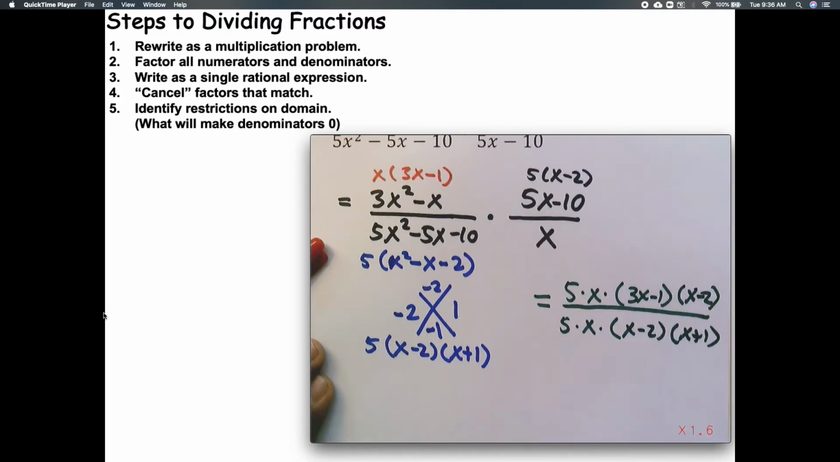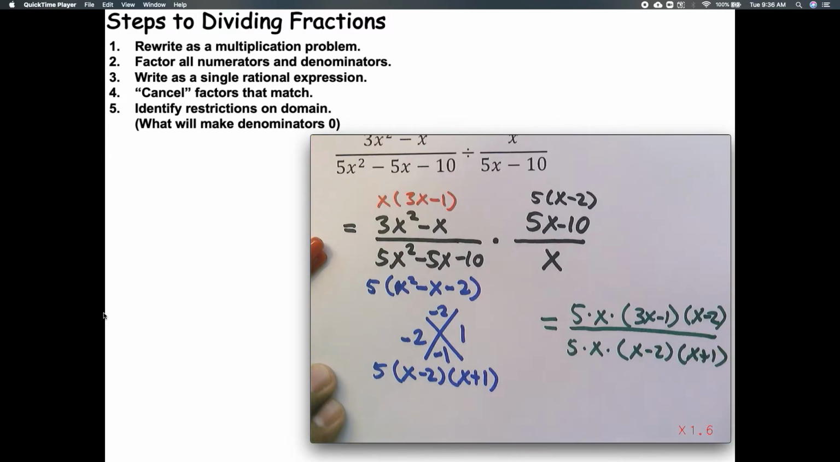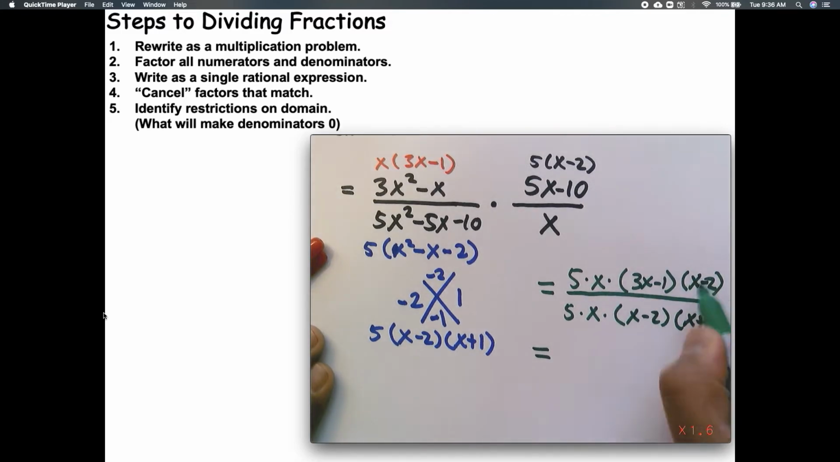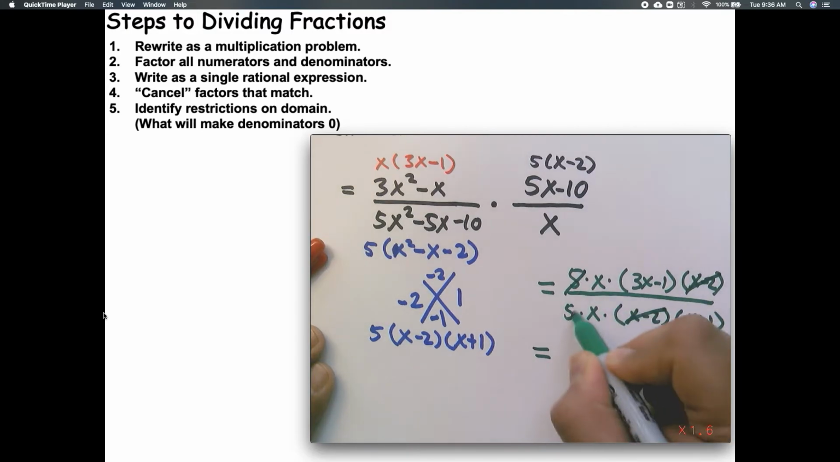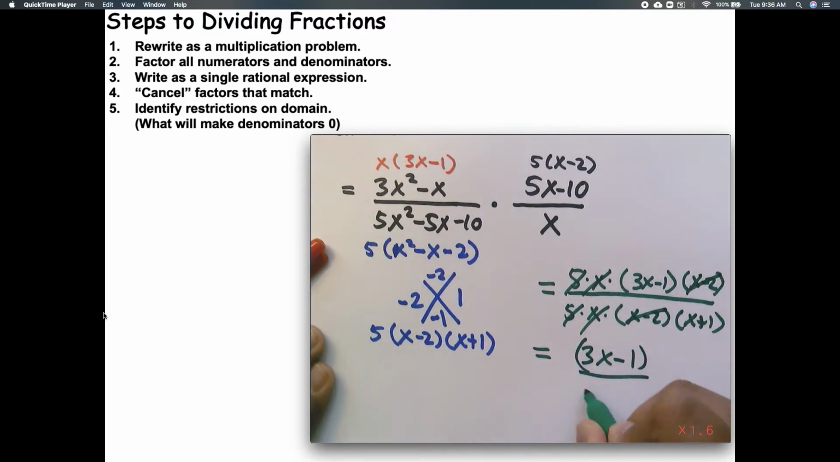All right. And keep in mind, we're going to be looking at this step over here to find our restrictions once we start looking. All right, so let's start canceling, quote unquote, canceling. x minus 2's, 5's are gone, x's are gone. I'm left with a 3x minus 1 and an x plus 1.